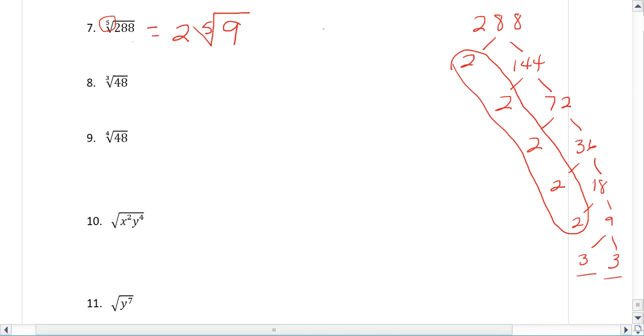All right, likewise with 48, we're looking for a perfect cube, and we're just not good at recognizing cubes. So I'm going to use the factor tree so that I don't miss anything.